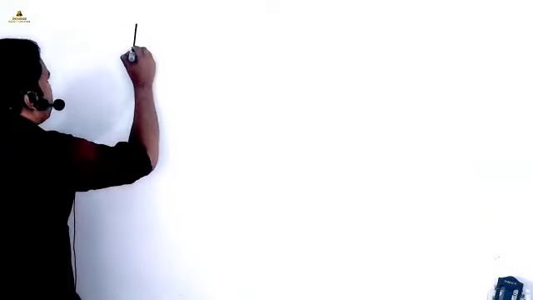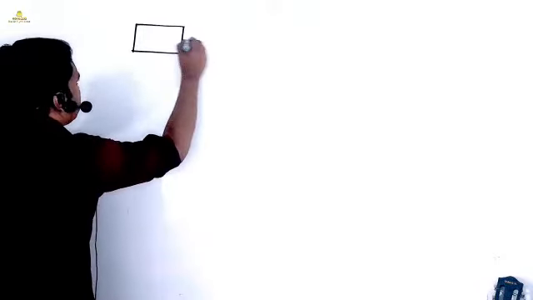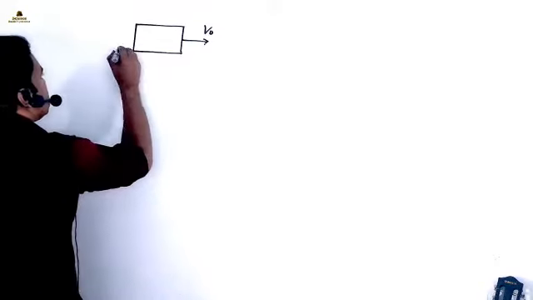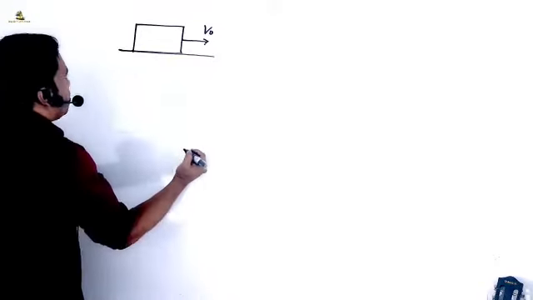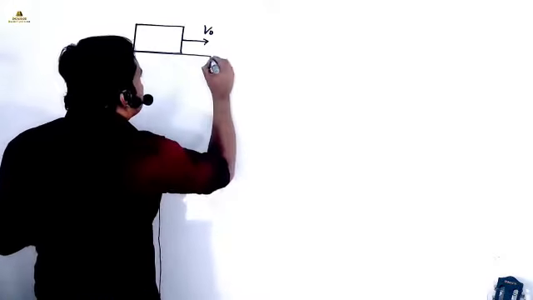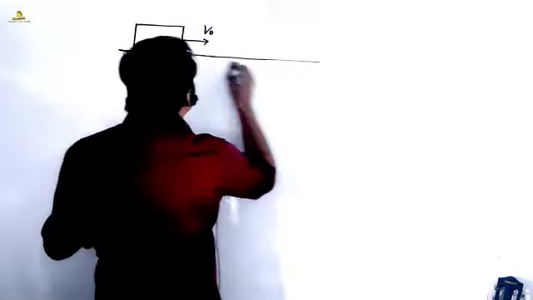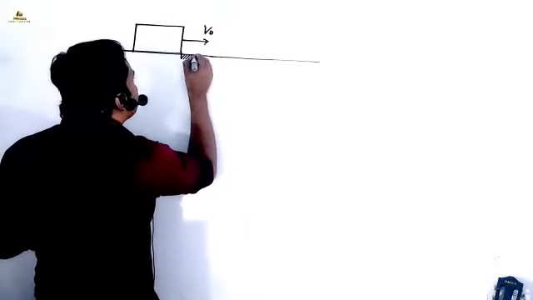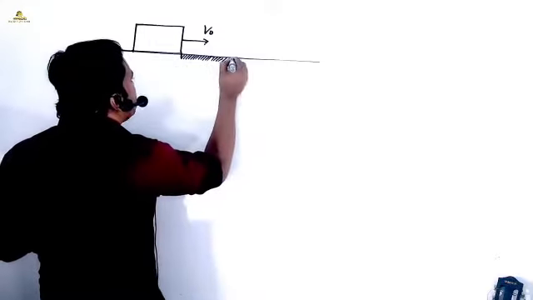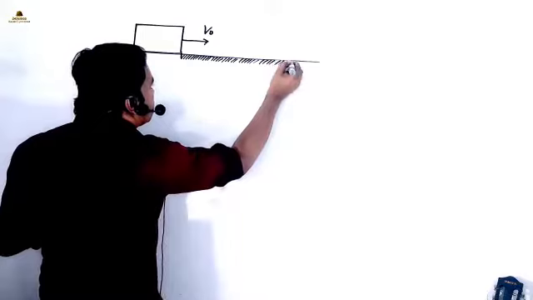An object was moving at a velocity of V naught. But suddenly it changed its motion to a rough surface. So here we consider a smooth surface.